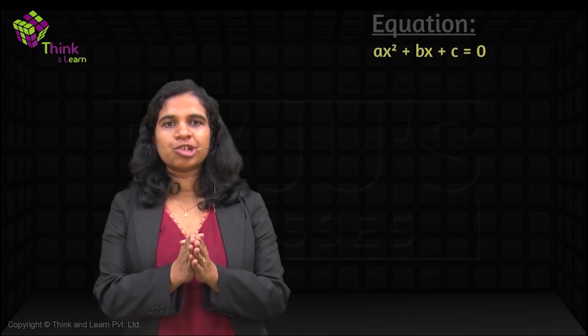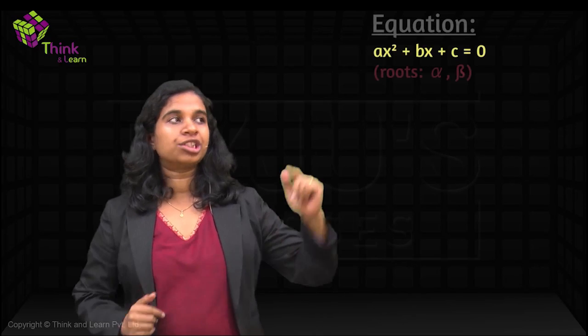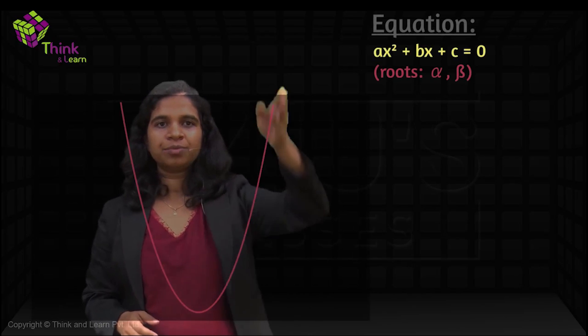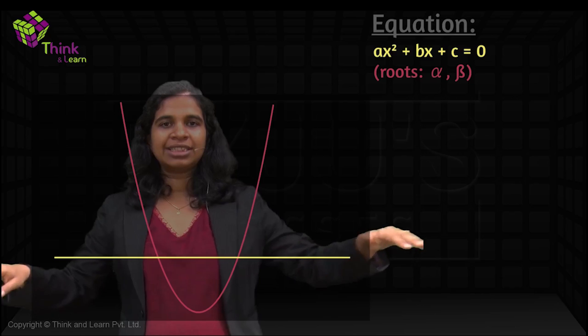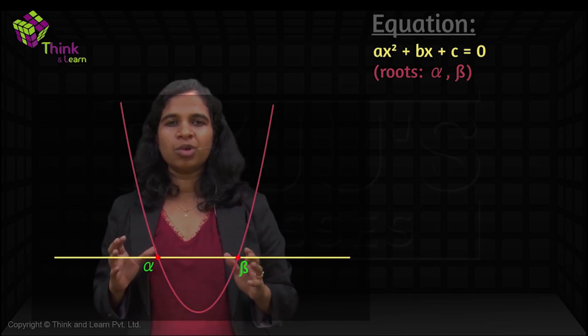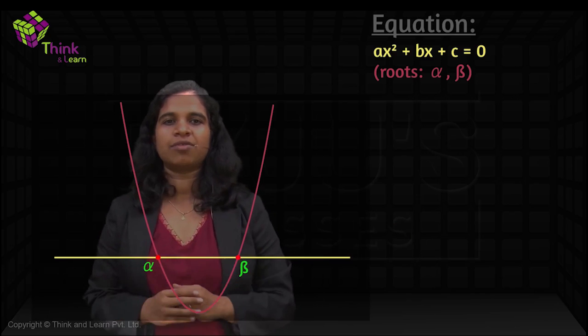Let's say we have an equation given to us where the roots are alpha and beta. Okay, we can draw this. So we get a nice little parabola, cuts the x-axis at alpha and beta. Great. Now we're going to transform this one equation into different types of equations.